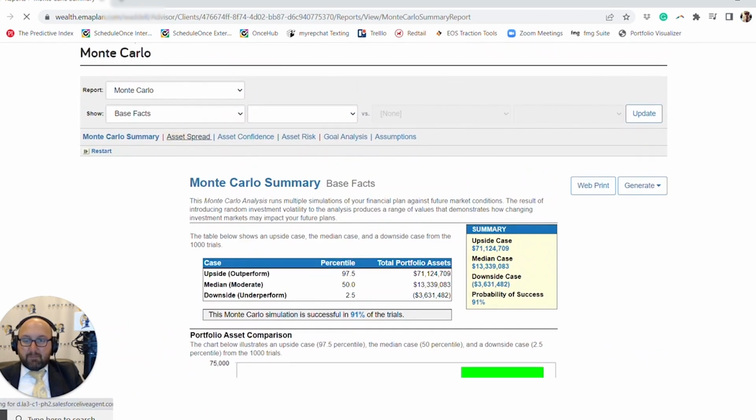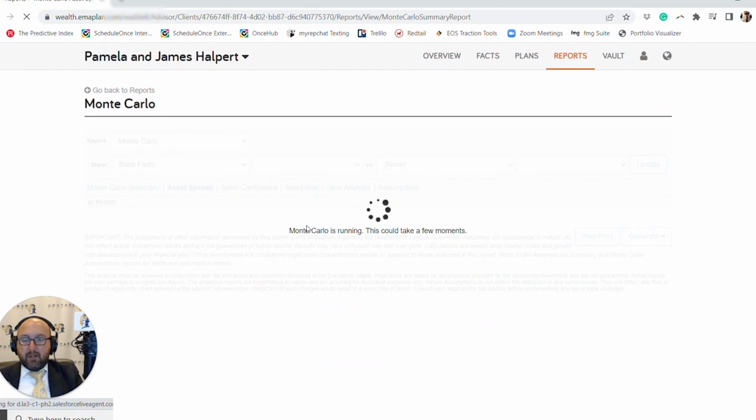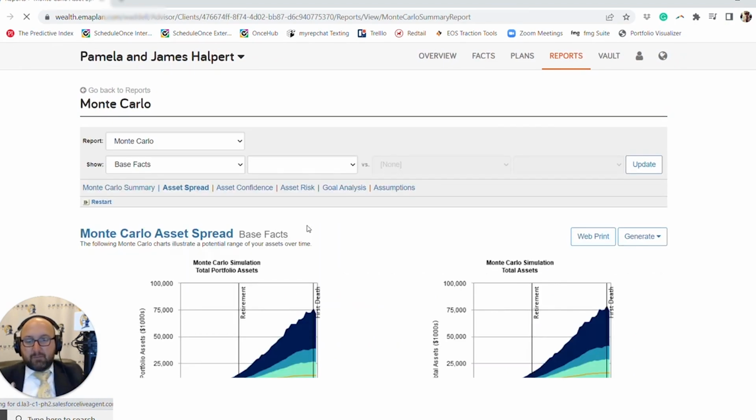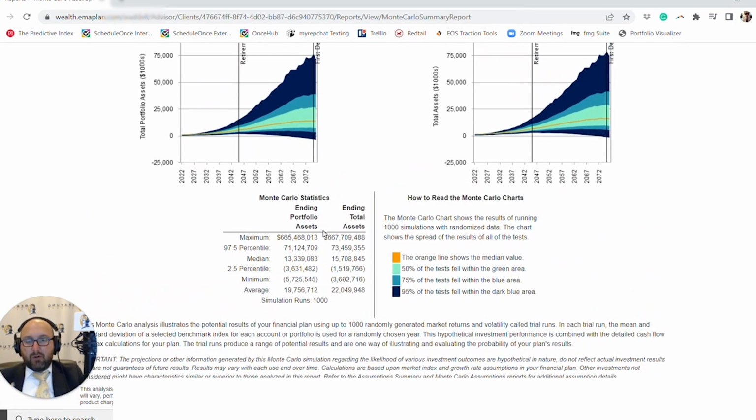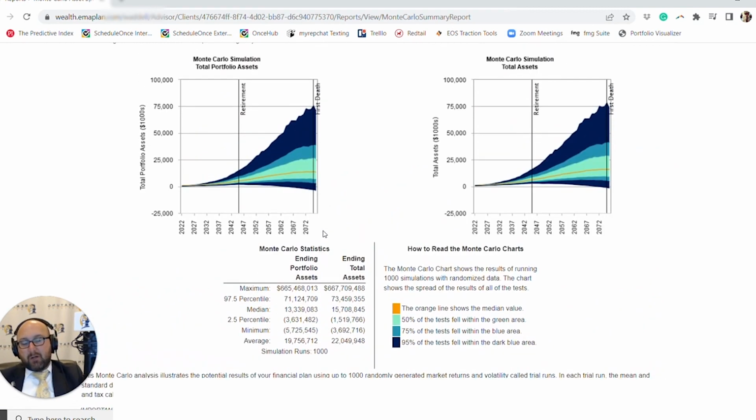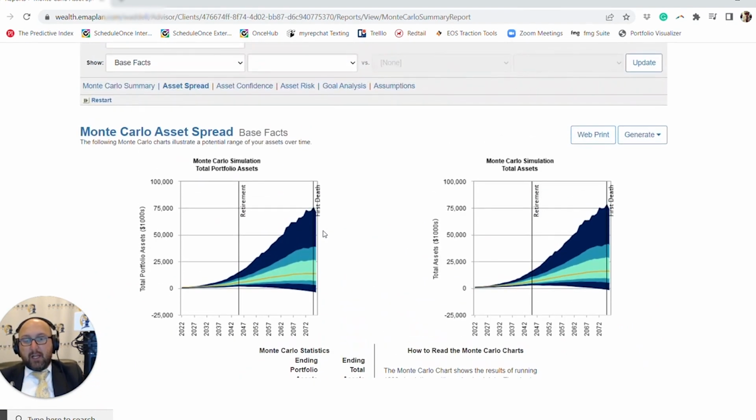But the asset spread is a report inside of here, and all this is doing is taking that same asset spread that you see. Again, this used to be a lot more important when somebody's asked about Monte Carlo, you're trying to explain Monte Carlo, and they couldn't see it before inside of their Decision Center.